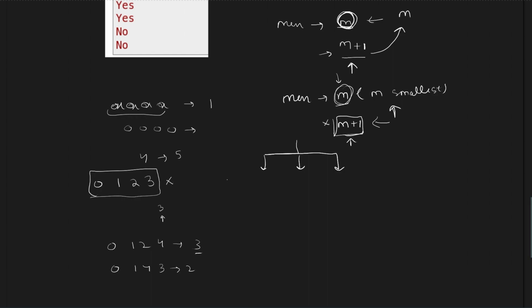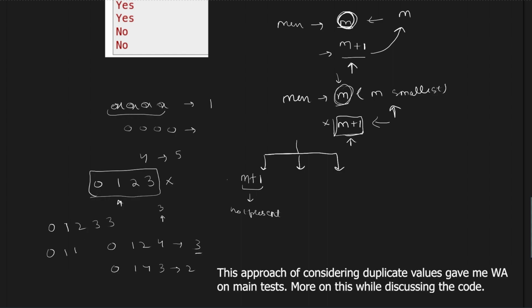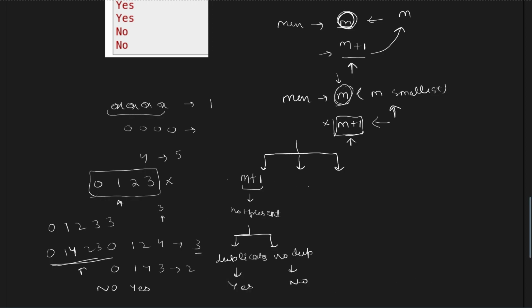So to repeat, if m plus 1 is not present, I need to make sure that among all the values there is at least one duplicate value. For example, the array can be 1, 2, 3, 3 or 0, 1, 1, 2, 3, so that I can replace this duplicate value with my current MEX 4 and the MEX will become m plus 1. If there are no duplicate values present, the answer will be no, otherwise the answer will be yes. So this is the first part where we discussed when m plus 1 is not present.